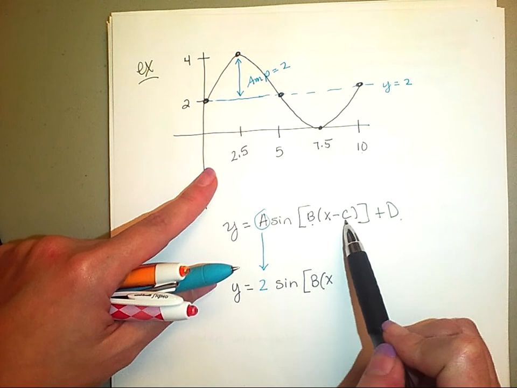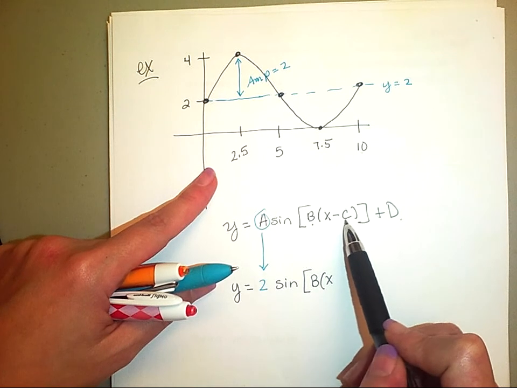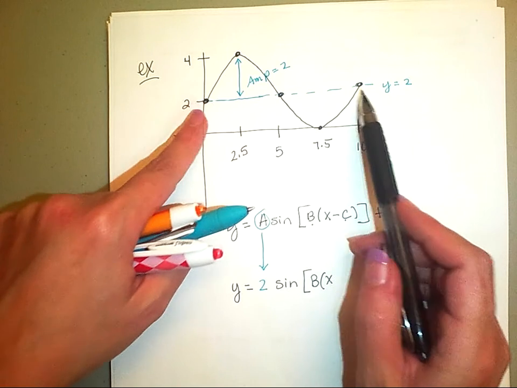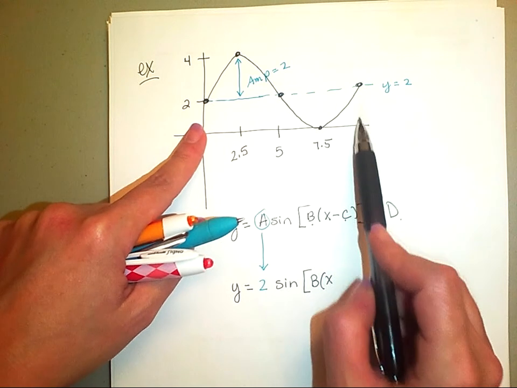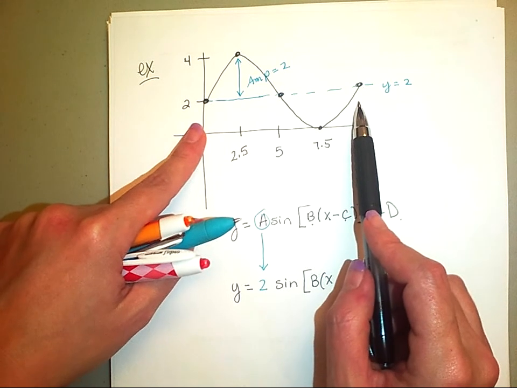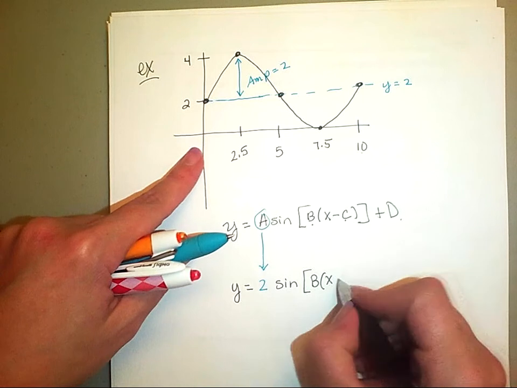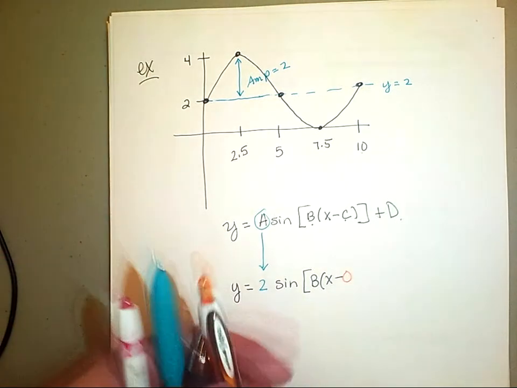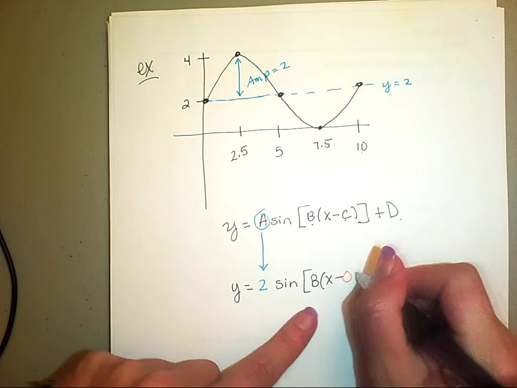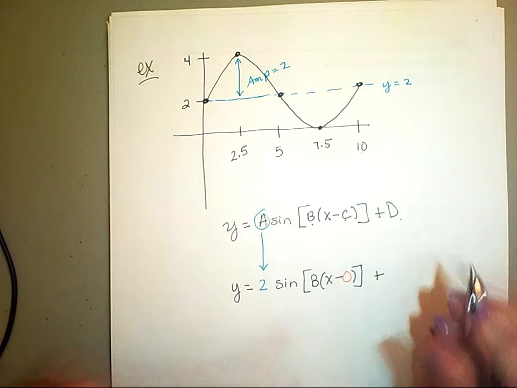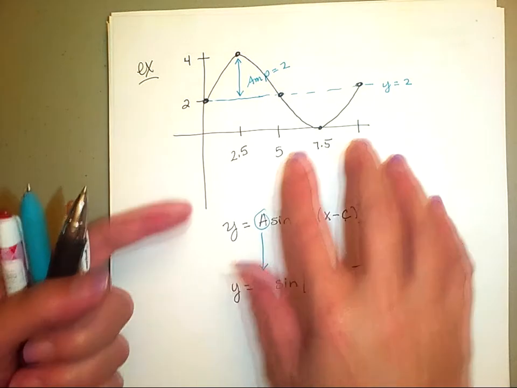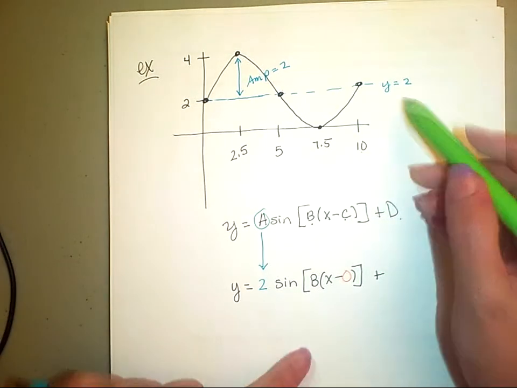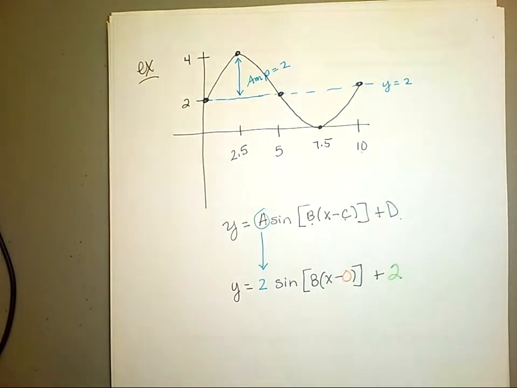But I'm wondering, C would provide a left or right translation. And to me, this starts at 0 and ends at a specific place. So it doesn't provide a left or a right translation. So C in this case is going to be 0. And then we have to figure out if we're adding or subtracting. And this graph has certainly been shifted up 2 units, okay, because of this midline. So we're adding 2 when we're done.